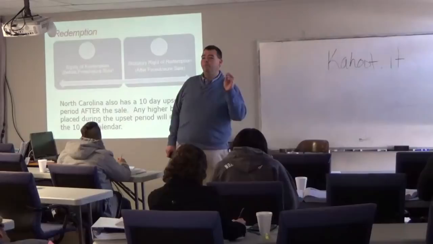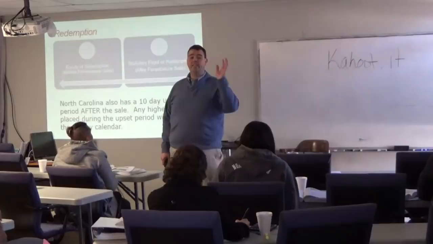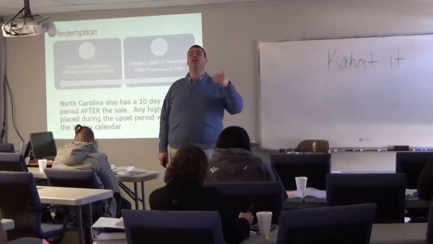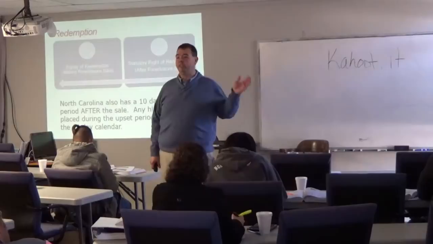And the bid is not final until 10 days after the high bid was set. So once you get a high bid, it sits there. And for 10 days, anybody can come in and do what? Make another higher bid. They can upset the bid. And guess what resets? The 10 days starts over. A foreclosure sale is not final until the bid has gone unupset for 10 consecutive days. Does that make sense for everybody?